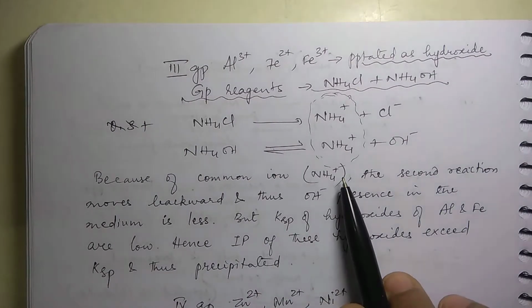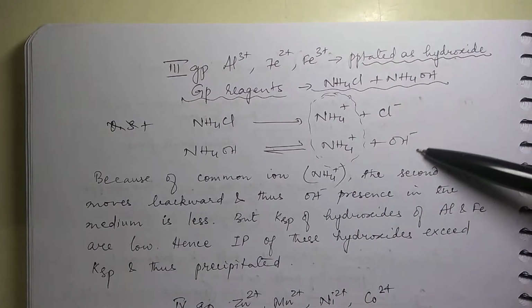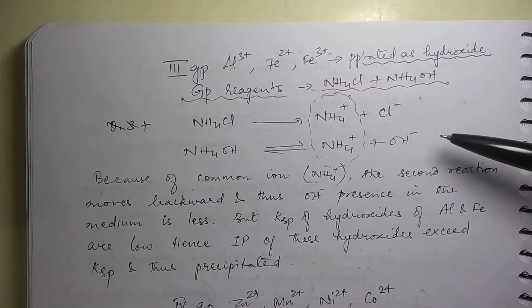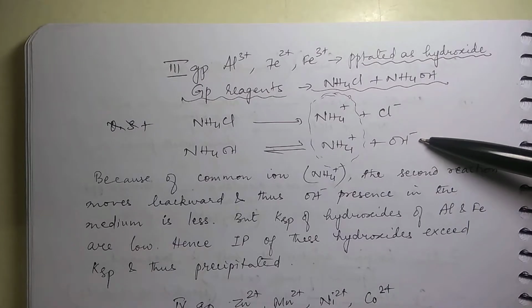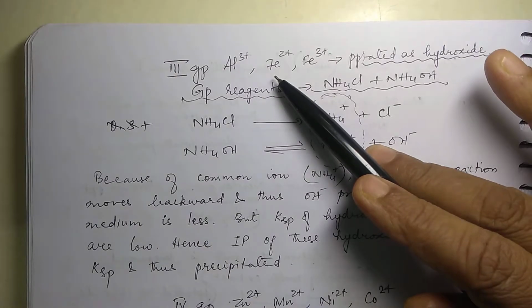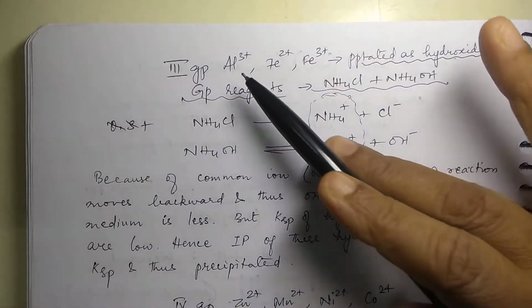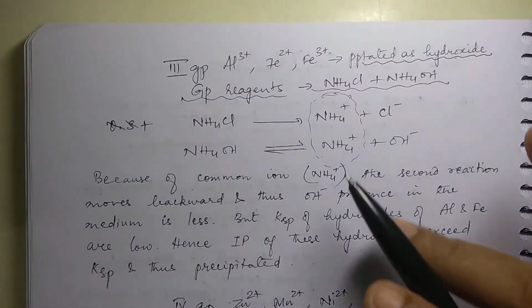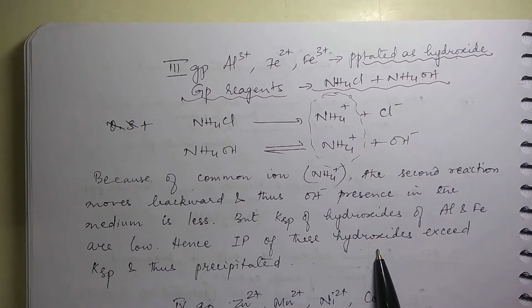It's the same concept similar to that of your second group, right? OH minus ion concentration, even though it is less, it is sufficient enough to precipitate aluminium or Fe in the form of their hydroxides, because these hydroxides have a low Ksp value. So ionic product will definitely exceed the Ksp, so it will get precipitated, right? Okay.